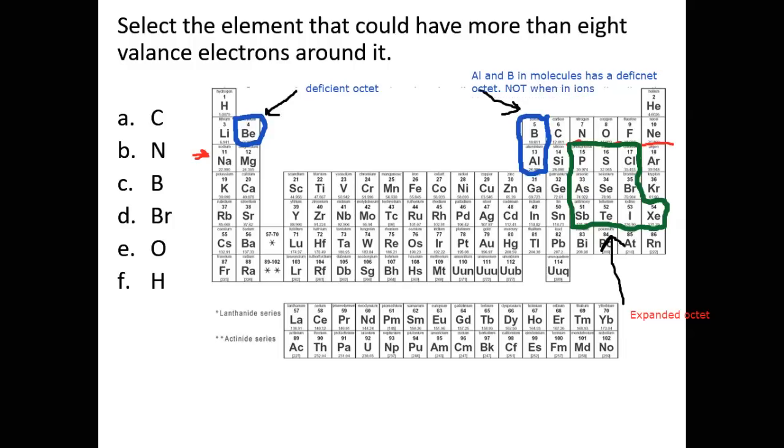So now they answered the question, which of the ones would have an expanded octet? Well, carbon wouldn't because it's row two. Nitrogen wouldn't, it's row two. Boron wouldn't, again, it's row two. Bromine could, it's row four. Oxygen couldn't, and hydrogen couldn't. So the answer is bromine. So again, row three and below, those elements could have an expanded octet.